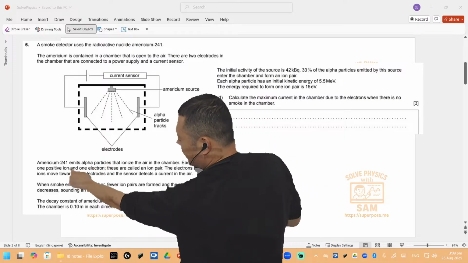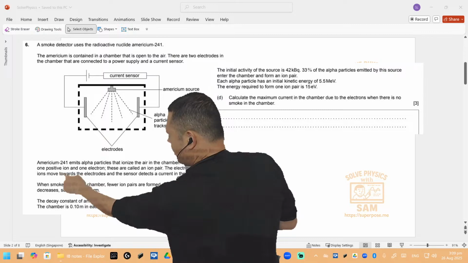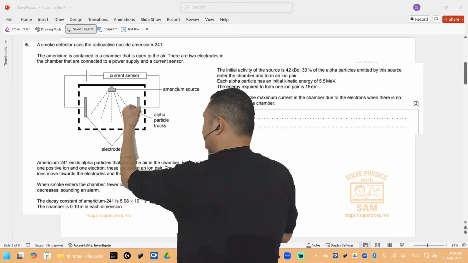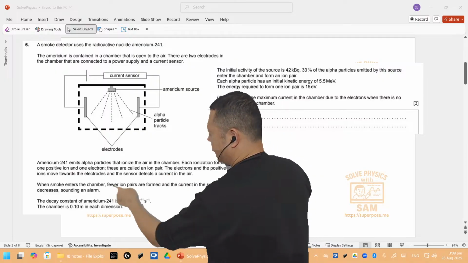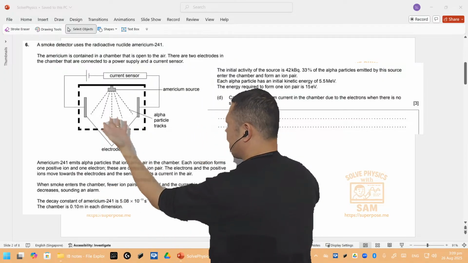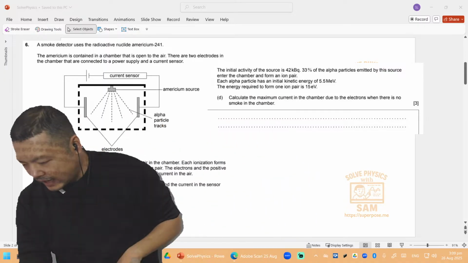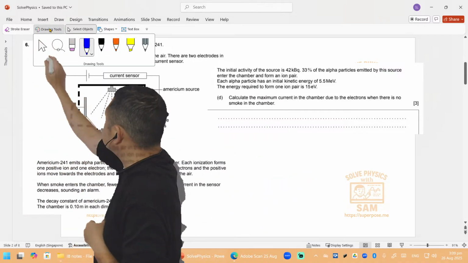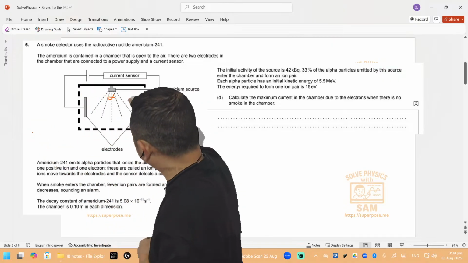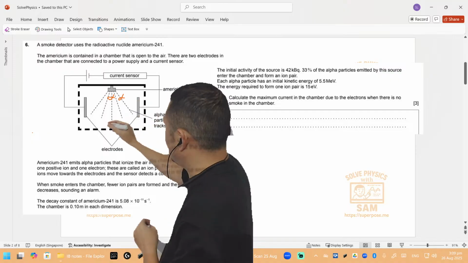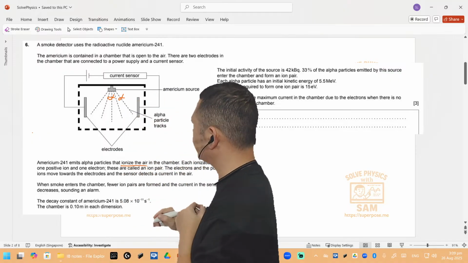In more detail, alpha particles ionize the air. The ionized air gives one positive ion and one electron. One positive ion goes here, one electron goes there, and the electrons and positive ions create the current. I'll show you here now. Sorry, I explained it in a very simplistic way. I didn't realize they were so detailed about this. So your alpha particles will create ionized air particles.